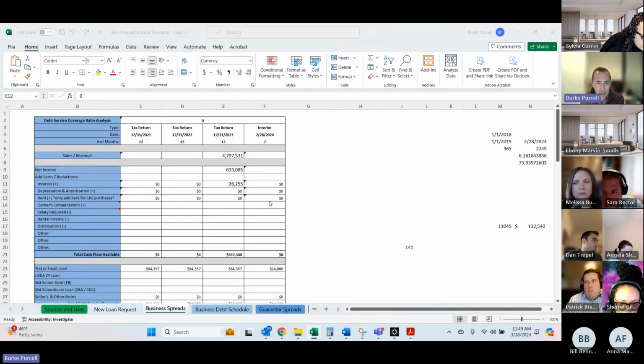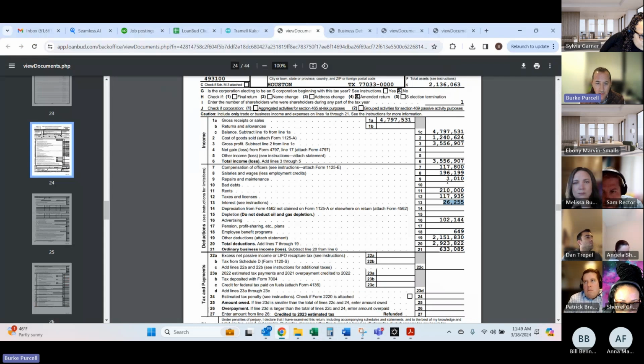All right, so my business spreads. Now I'm looking for depreciation and amortization. They have no depreciation here. The only place I can find my amortization is under the other deductions. So they got $2.1 million in other deductions. I want to go find that, which I'm going to look for down at the bottom towards one of the schedules.